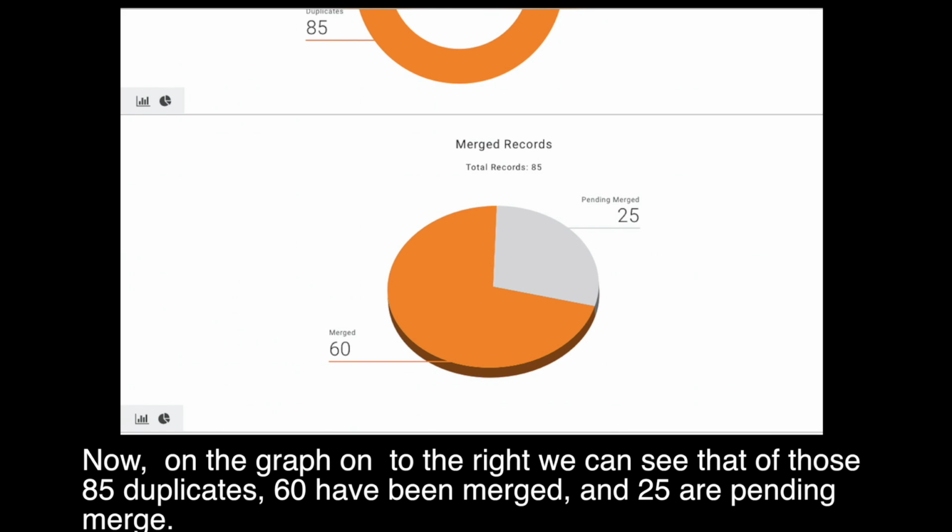Now, on the graph below, we can see that of those 85 duplicates, 60 have been merged and 25 are pending merge.